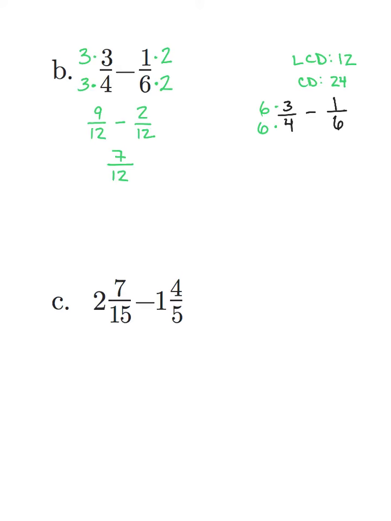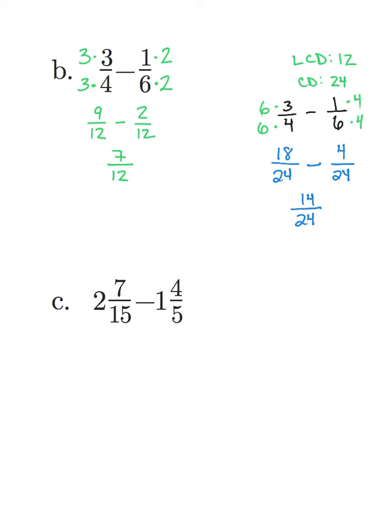And in order to get from 6 to 24, I want to multiply by 4. So if we go ahead and do this, we get 6 times 3 is 18/24 minus 1 times 4 is 4 over 6 times 4 is 24. We can go ahead and subtract the numerators. 18 minus 4 is 14 over 24.